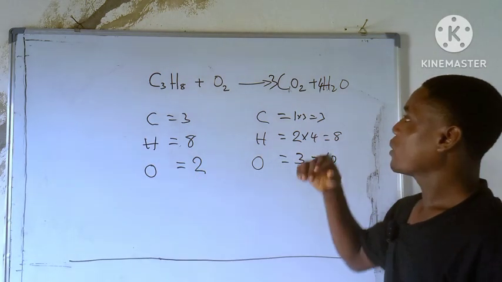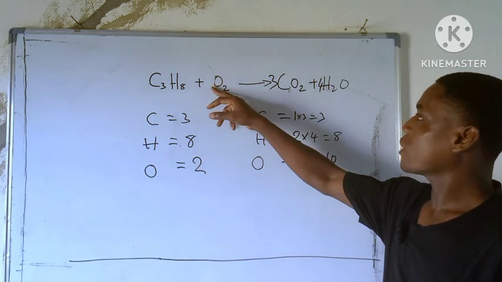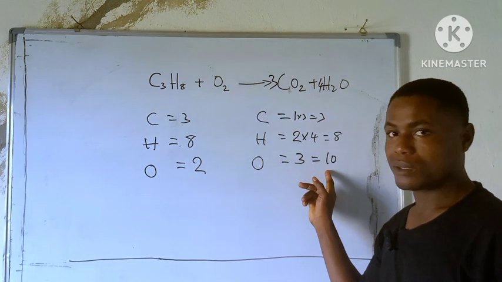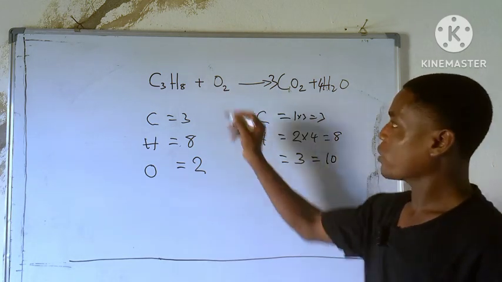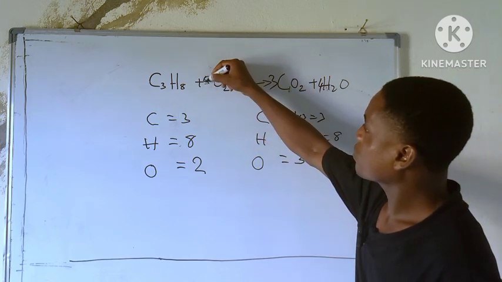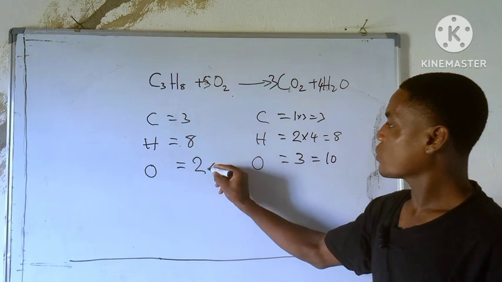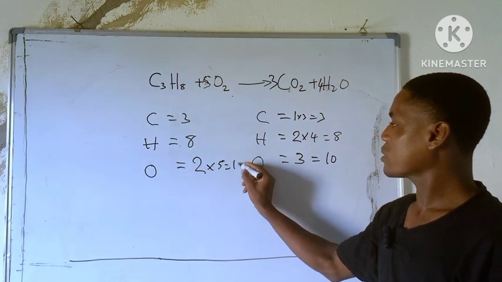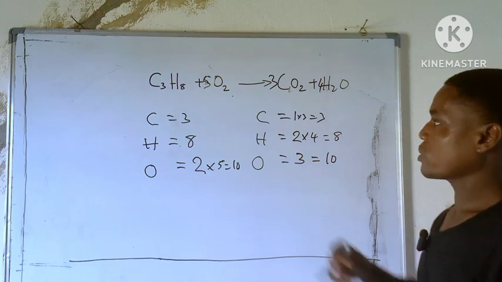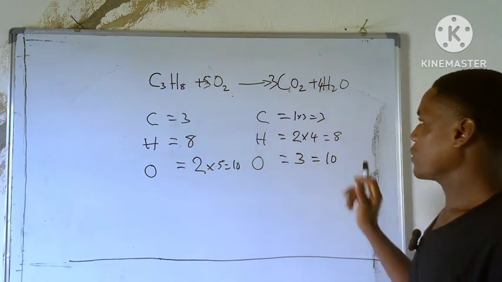So what number are we going to introduce here, so that if we use that number to multiply these 2 atoms, it will give us 10? The number is 5, right? So 5 times 2 is 10. So let's check if the equation is now balanced or not. We have 3, 3 balanced, 8, 8 is balanced, 10, 10 is balanced.